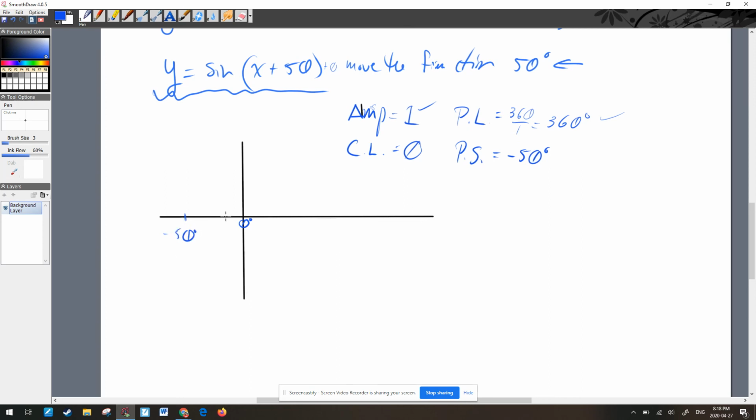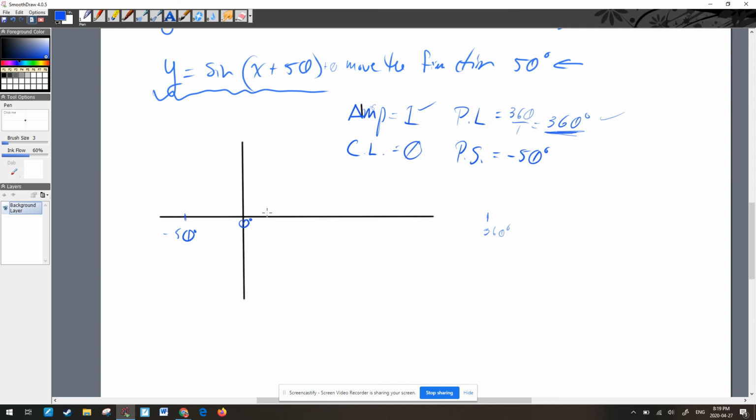Now, here's where we have to do a little bit more clever math. The period length of this thing is 360 degrees. If we start at negative 50, it's going to travel 360 degrees. That doesn't mean that, oh, I'm going to come out here and I'm going to put a marker at 360 degrees, right? If it started from 0, sure, that's where it would get to. But it doesn't start from 0. It starts from negative 50. So if I start from negative 50 and I travel 360 degrees, I'm going to have to go 50 degrees to get me to 0.